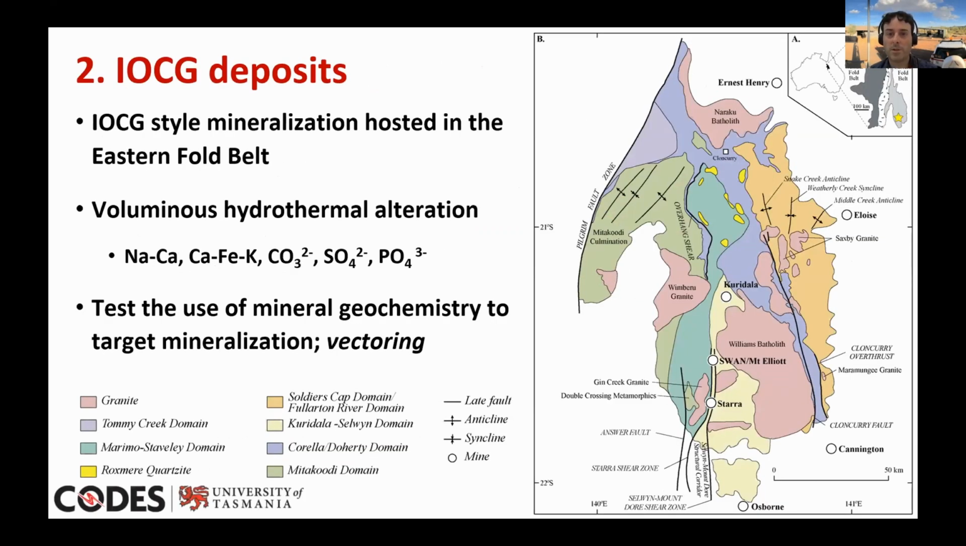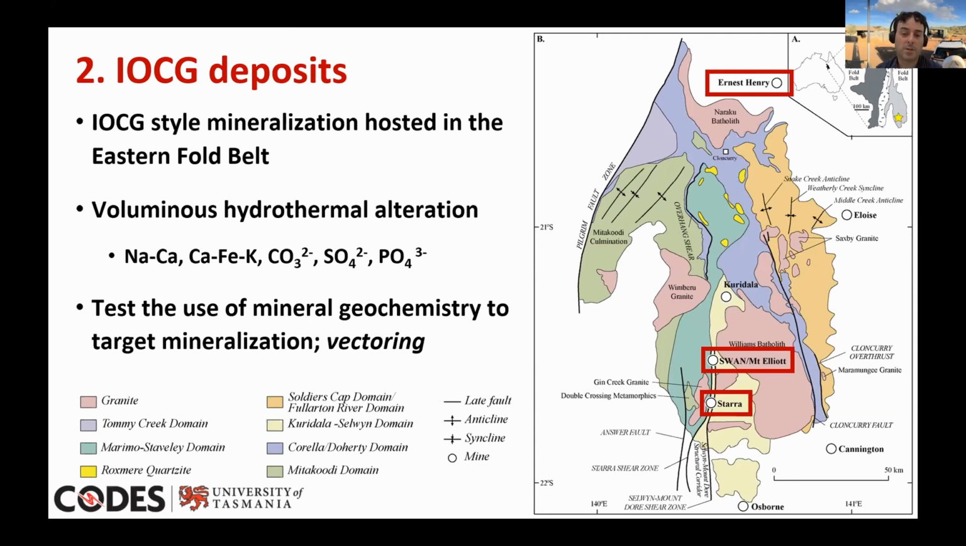So in terms of IOCG deposits, the deposits we looked at were from the Eastern Fold Belt. The main one we're going to talk about is Starra at the bottom of the belt. There's SWAN and Mount Elliott a bit further up, and then there's the Ernest Henry deposit that we'll touch upon as well. And the premise behind looking at these IOCG deposits and studying them is that they form voluminous hydrothermal alteration, like we've been discussing since this morning.